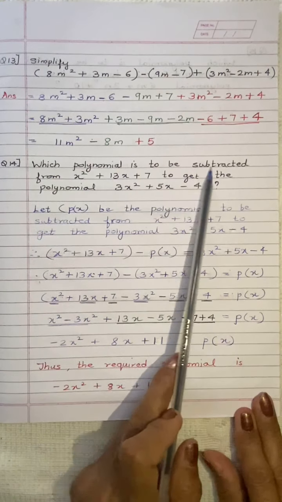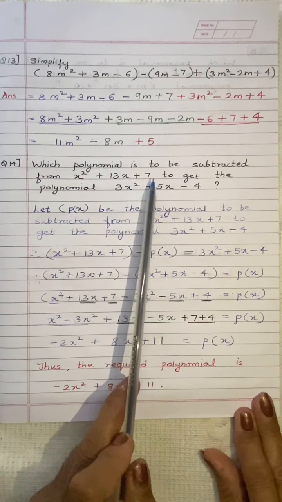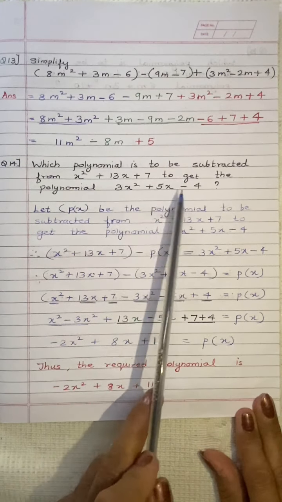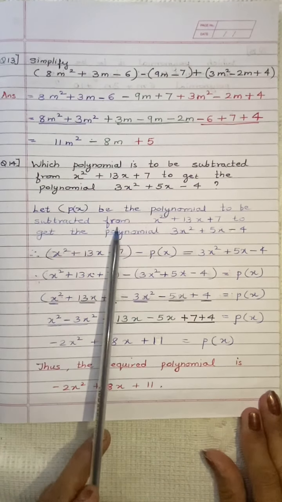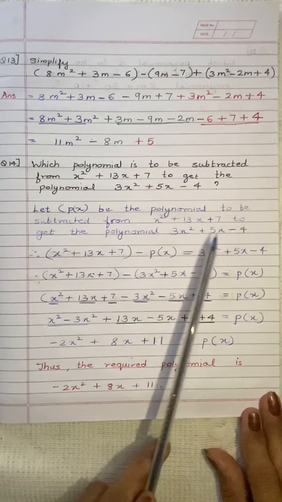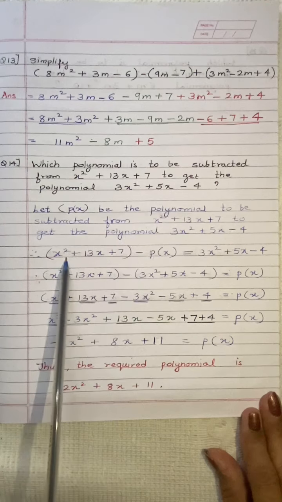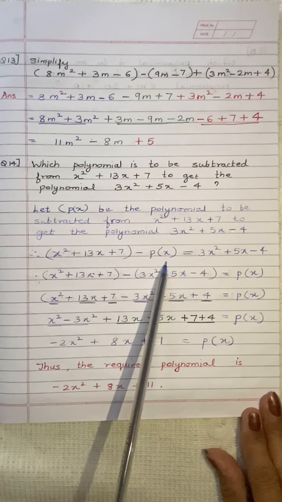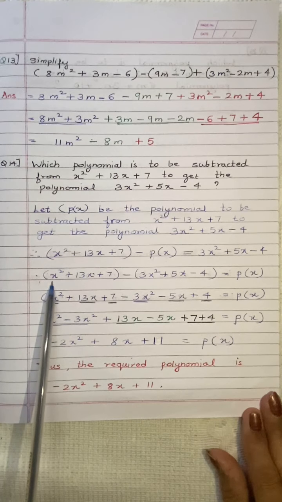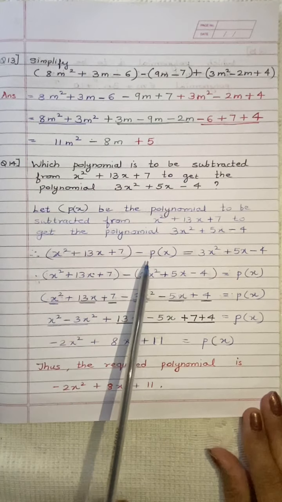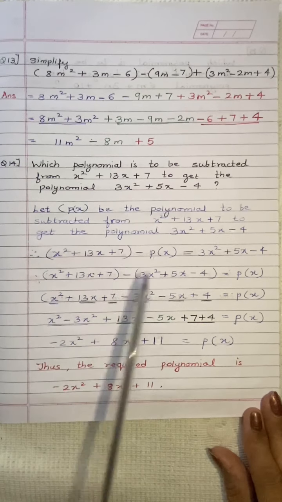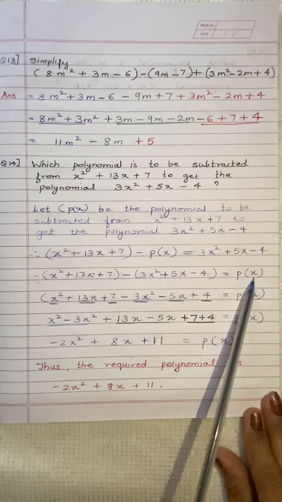Question 14. Which polynomial is to be subtracted from this to get the polynomial this? So this minus which polynomial is equal to this. So let p(x) be the polynomial to be subtracted from the first polynomial to get this polynomial. So this is the polynomial x square minus 3x, minus, let the p(x) be subtracted, so we are writing p(x) is equal to, this is the answer. So we'll bring p(x) over here and this over here, so x square minus this expression and p(x) over here, so this becomes positive.